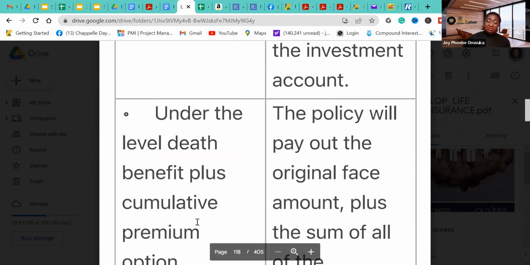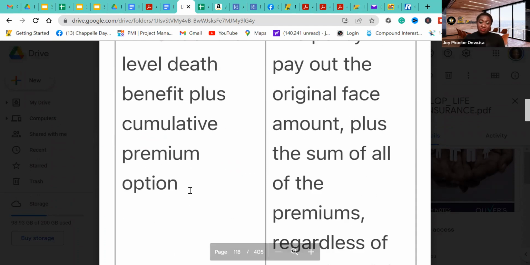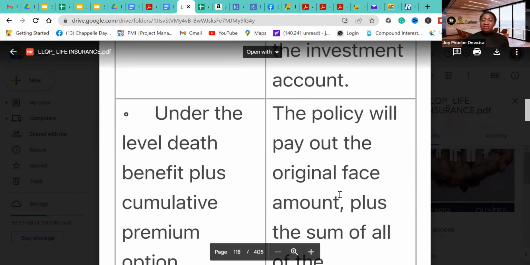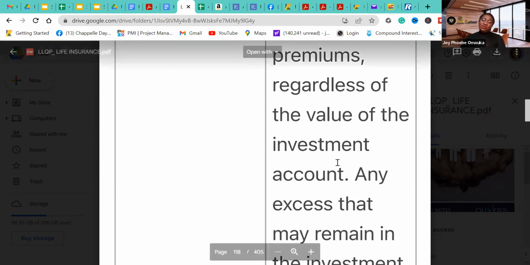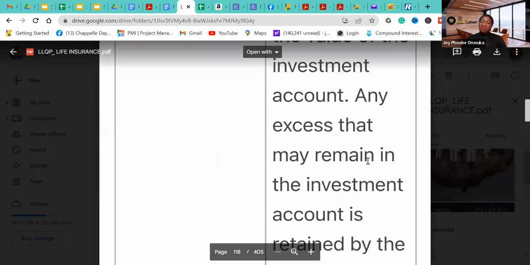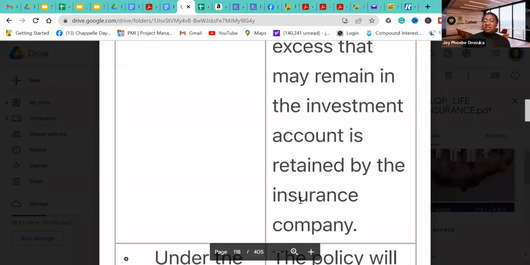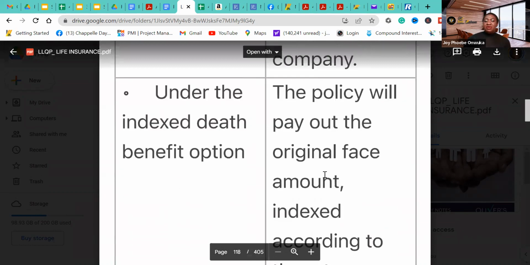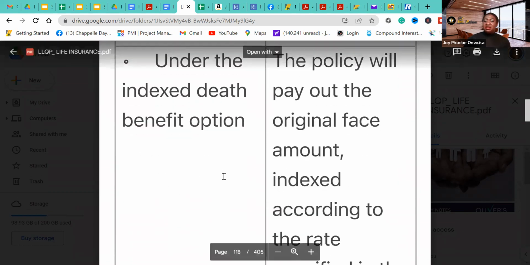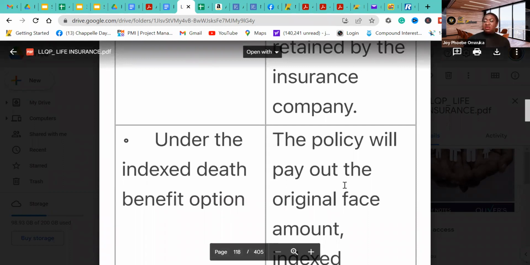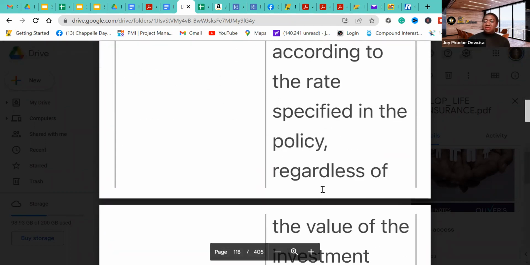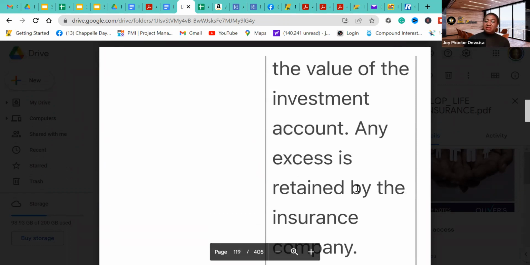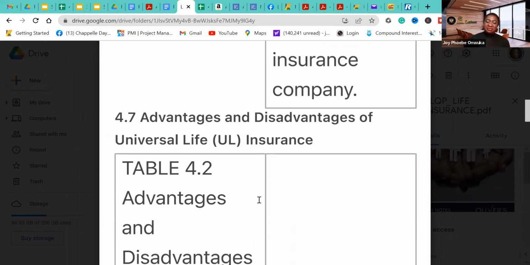Under the level death benefit accumulative premium option, the policy will pay out the original face amount plus the sum of all the premiums, regardless of the value of the investment account. Any excess that may remain in the investment account is retained by the insurance company. Now, under the index death benefit option, the policy will pay out the original face amount, indexed according to the rate specified in the policy, regardless of the investment account. Any excess is retained by the insurance company.